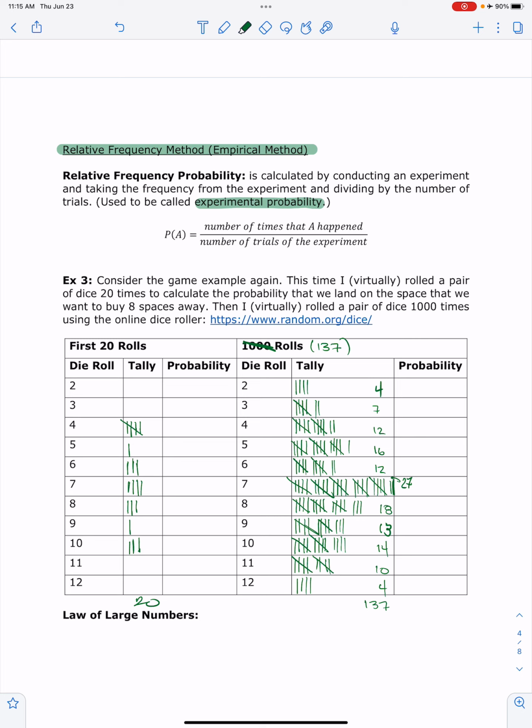Okay? So we are going to look up above at our table, and we're going to look at the theoretical probability of rolling these sums. And I'm going to go through a couple of examples. I'm not going to do every single one.